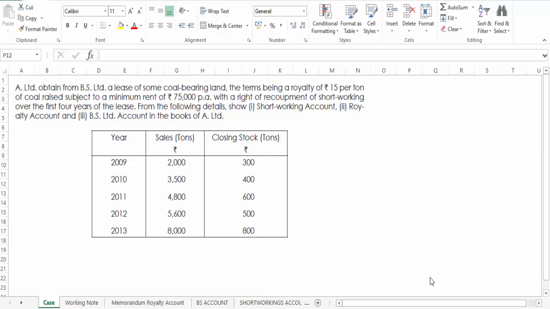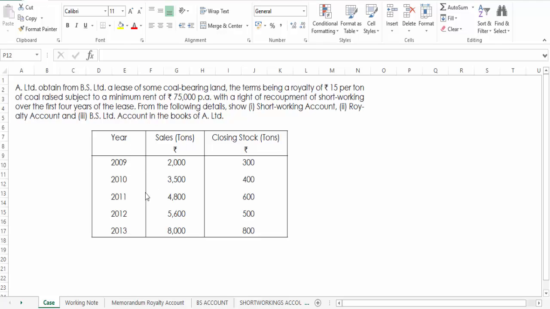A Limited obtained from BS Limited a lease of some coal bearing land, the terms being royalty of rupees 15 per ton of coal raised subject to a minimum rent of 75,000 per annum with a right of recoupment of short working over the first 4 years of the lease. From the following details show short working account, royalty account and BS Limited account in the books of A Limited.